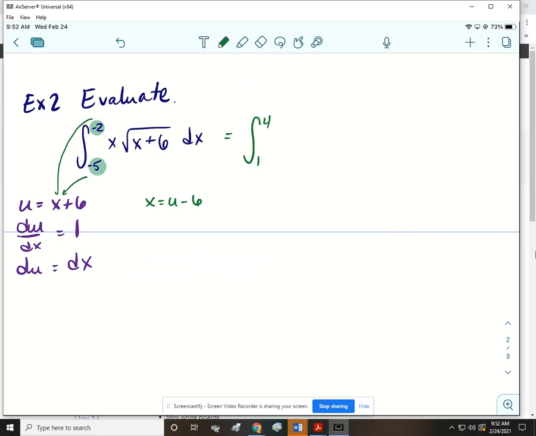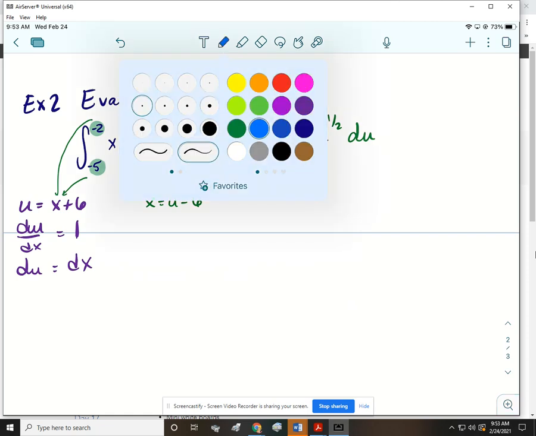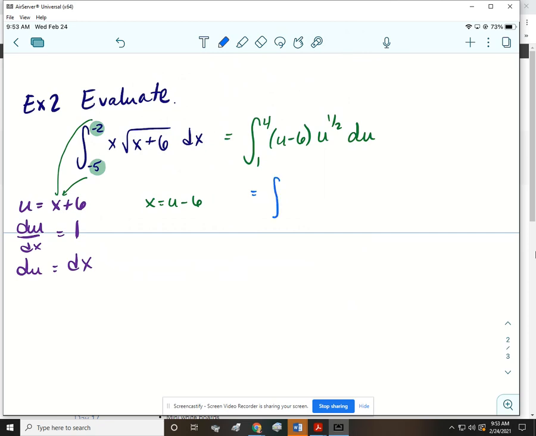And then in place of x, I'm going to write what x is in terms of u. And then same thing for the square root of x plus 6 would be the square root of u. Let me just go ahead and make that u to the 1/2. And then for dx, we're just going to write du. Okay, so I'm going to go ahead and distribute that u to the 1/2.